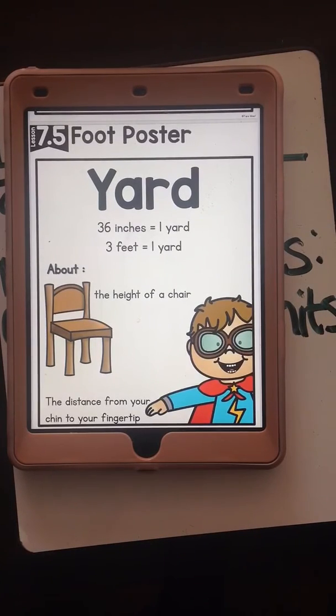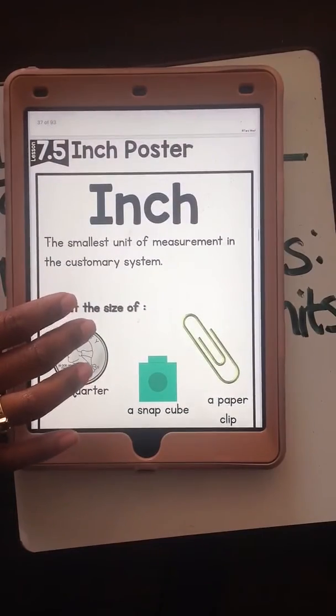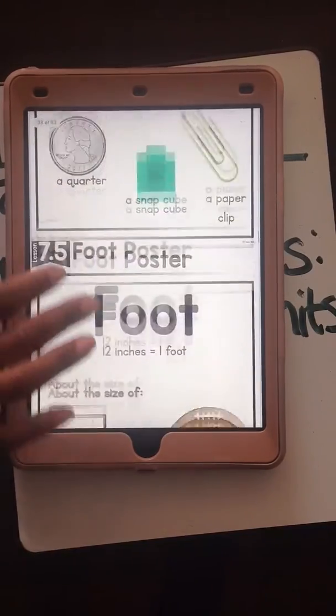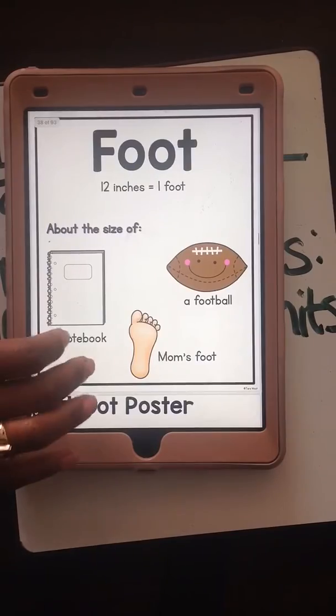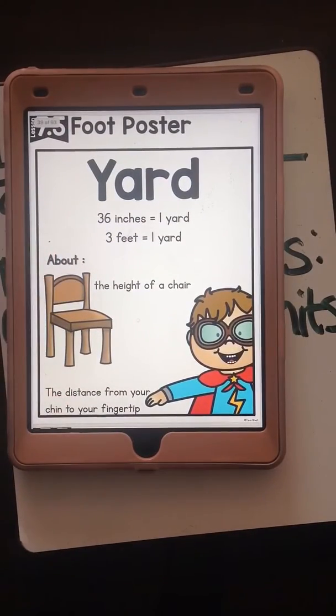I'm going to give you 3 different objects, and I want you to turn and talk with a partner or a friend, a parent, sibling, whoever you have around you, about what unit of measurement you would use to measure these items. The first thing I want you to think about is a pencil. For a pencil, would you use inches, feet, or a yard to measure a pencil? You can pause the video if needed.